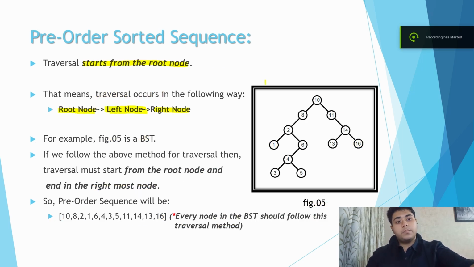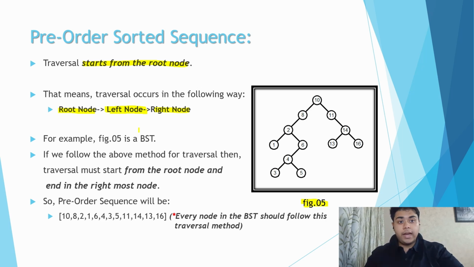So next is the pre-order data sequence. Here the traversal starts from the root node. And how are the nodes visited? First, the root node or the parent node is visited, then the left node, then the right node. So here we have an example, figure 5. It is the same binary search tree that we used earlier.